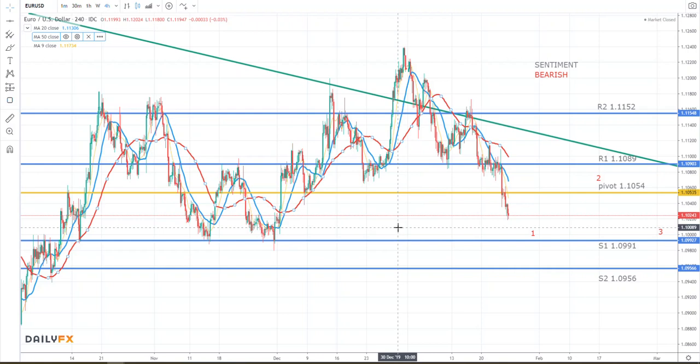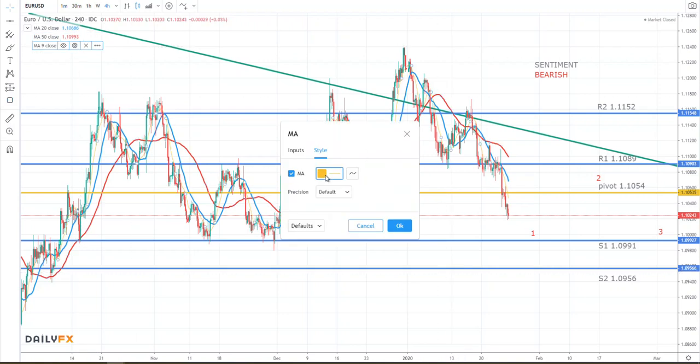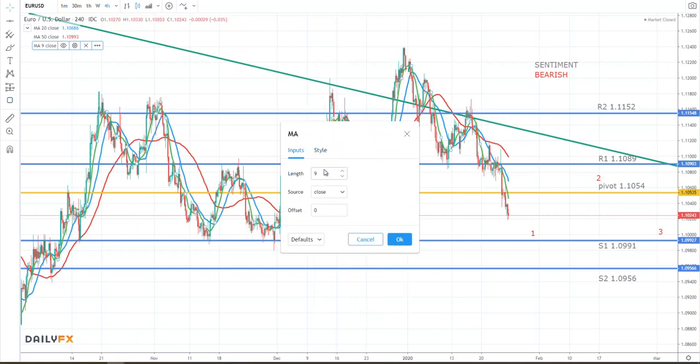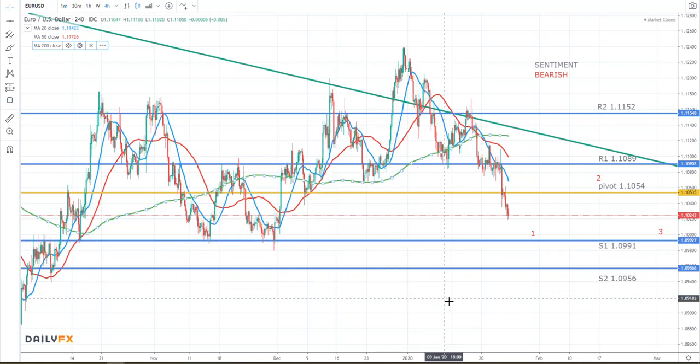Okay, and now let's add our 200. That's what we call our long, our slow moving average. All right, great. So now when we think about uptrends and downtrends, there's a certain pattern we want to see when we use three moving averages. In a downtrend, we want to see our fast on the bottom, our medium in the middle, and our slow or long on the top. And that's exactly what's just happened with the euro on the 4-hour chart.